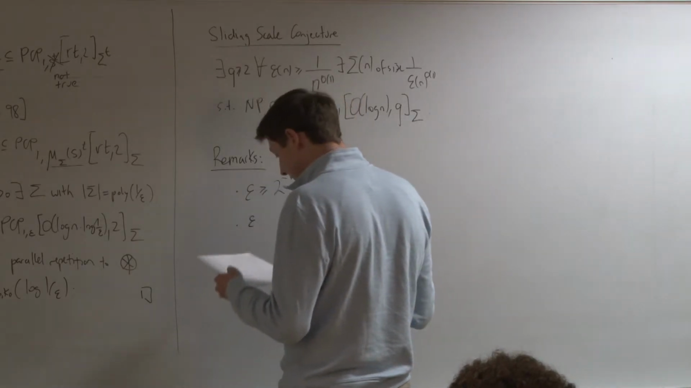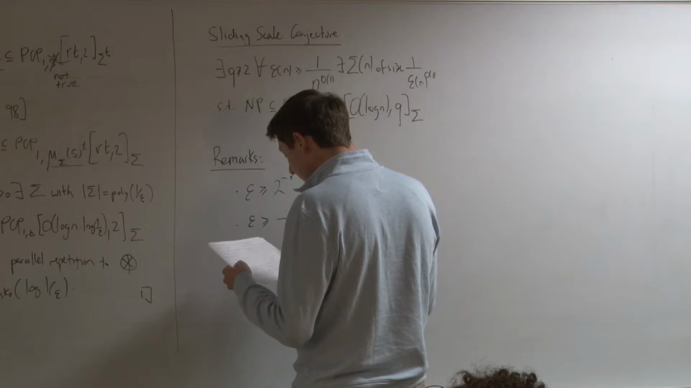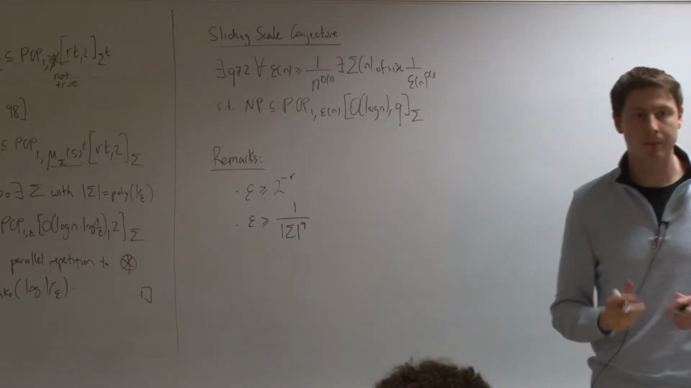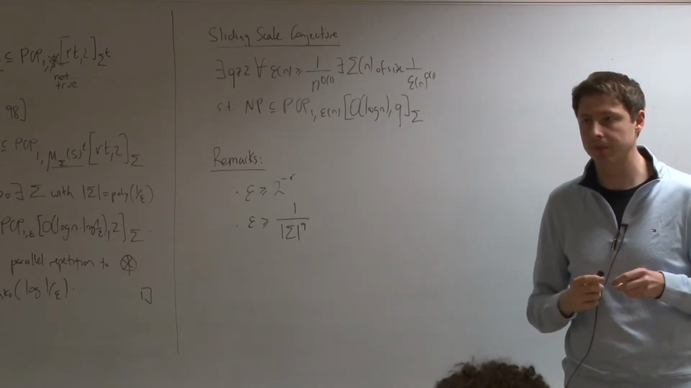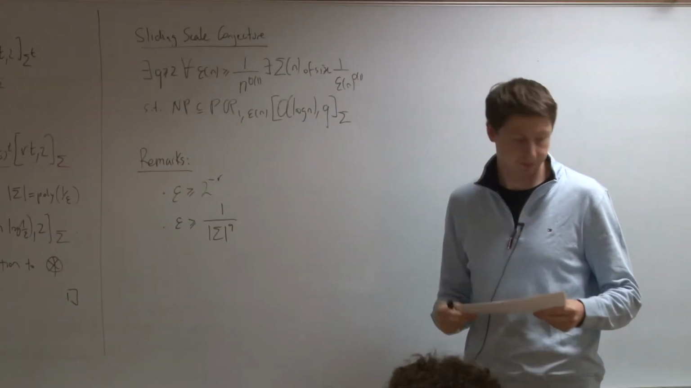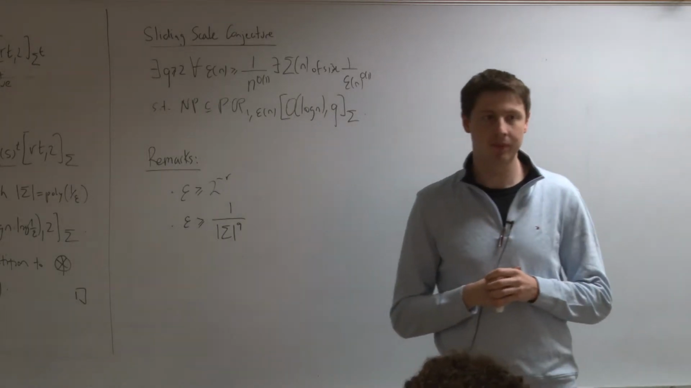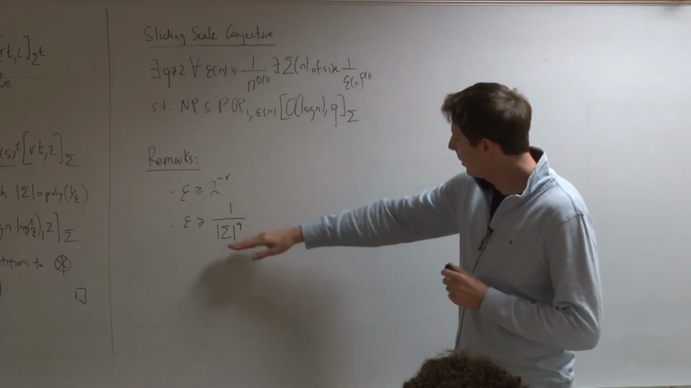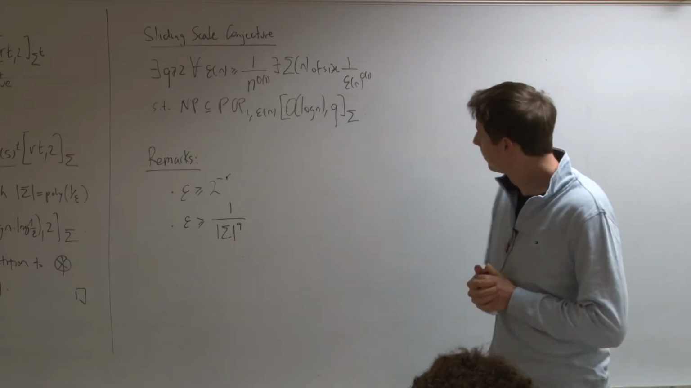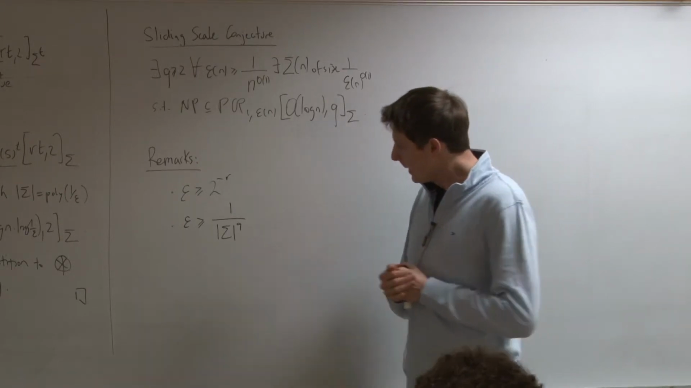Now, also, you would expect epsilon to be at least 1 over sigma to the q. Why would that be? So what do you think this is indicating? Yeah, so it's going in that direction.